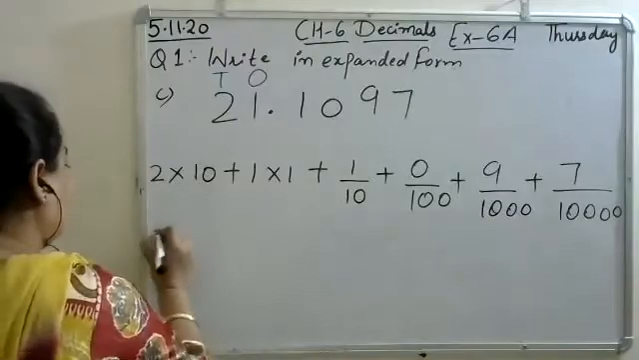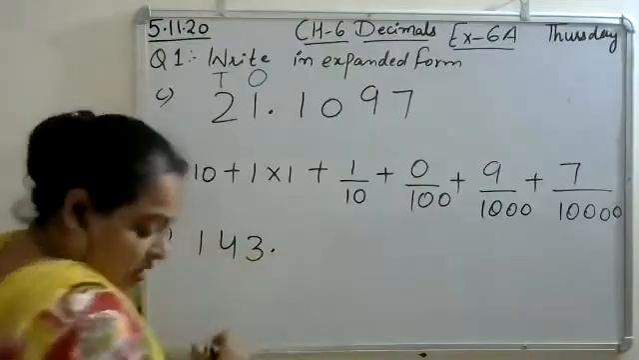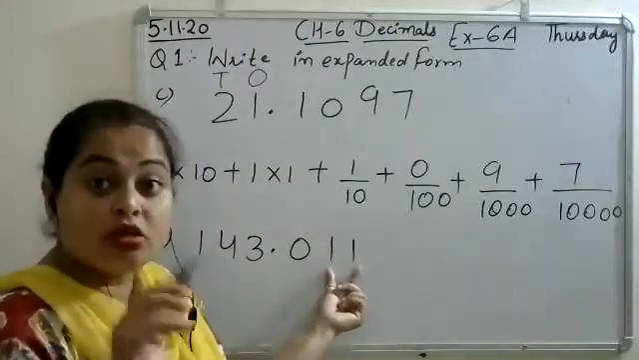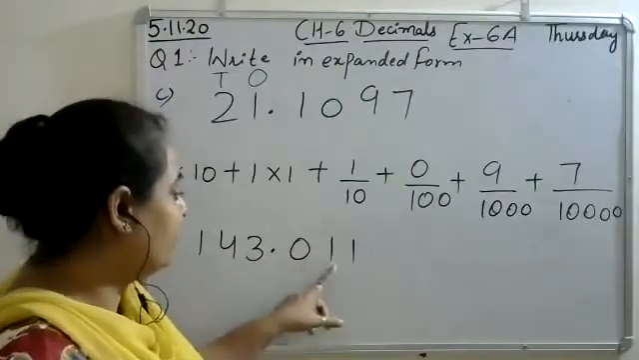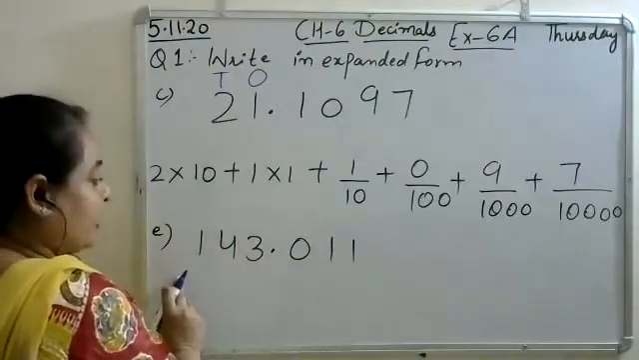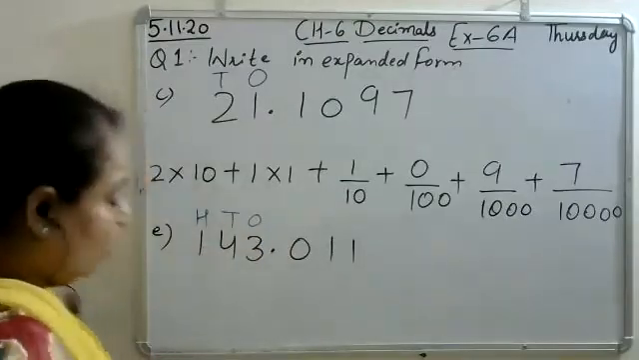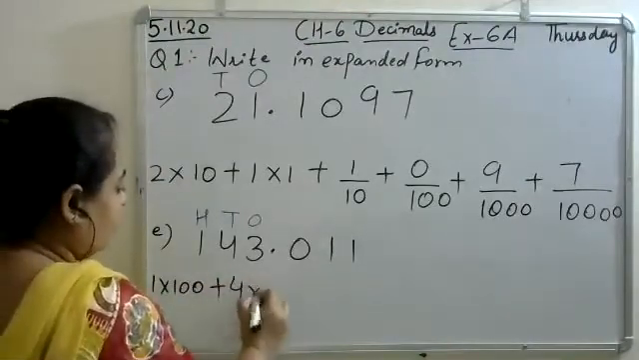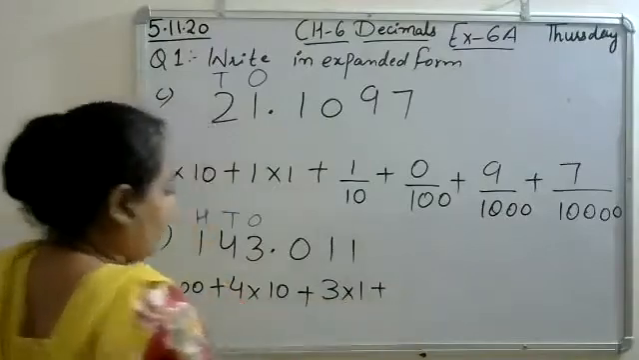After that we have E part. 143 decimal 011. This is not 11. This is 143 decimal 011. So again, on the left hand side we will use the Indian system. Ones, tens, hundreds. So 1 multiplied by 100 plus 4 multiplied by 10 plus 3 multiplied by 1 plus.